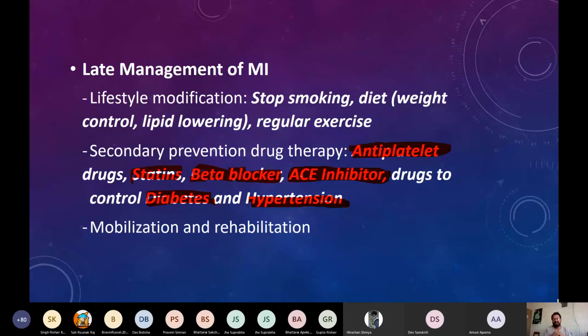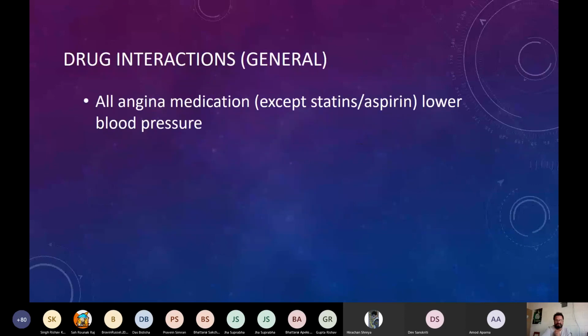And mobilization and rehabilitation. Now the patient needs to learn how to live with a not properly functioning heart, okay, not malfunctioning, but a subpar heart. So your heart is now already compromised. With a compromised heart, how are you going to live? So that is why we have to do rehabilitation of the patient.